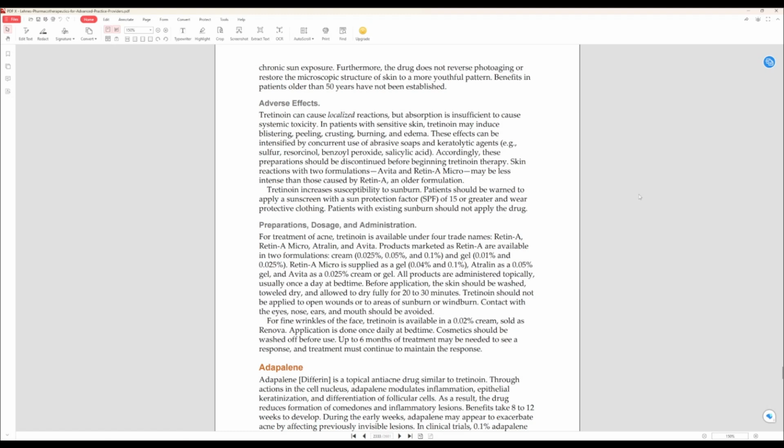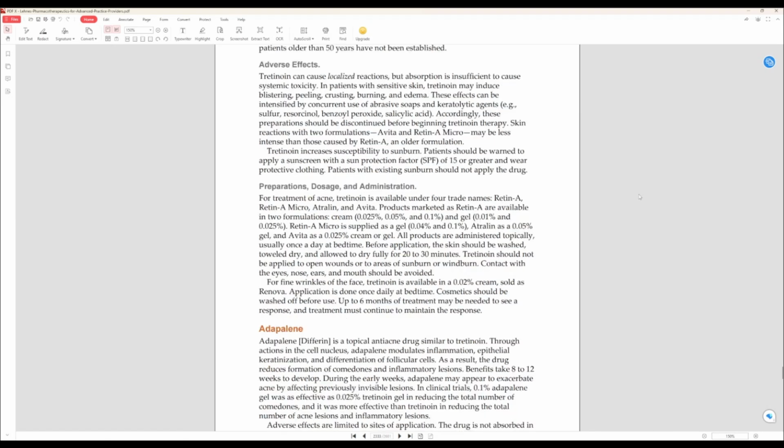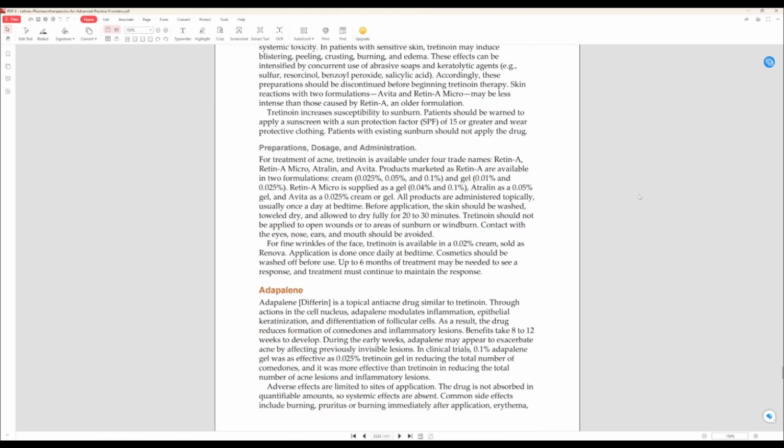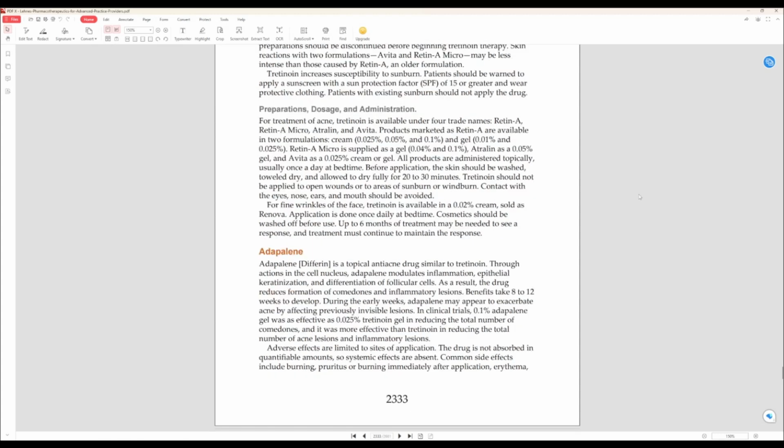For fine wrinkles of the face, tretinoin is available in a cream, which is 0.2%. Sold as Renova, the application is done, again, once daily at bedtime. Cosmetics should be washed off before use. Up to 6 months of treatment may be needed to see a full response, and treatment must continue to maintain that response.